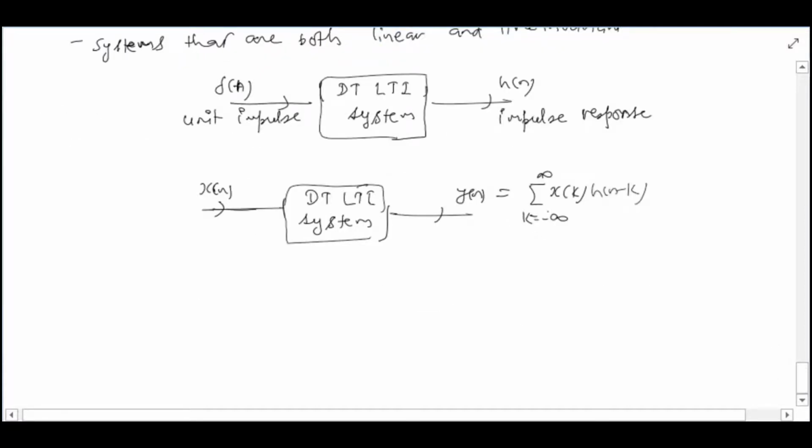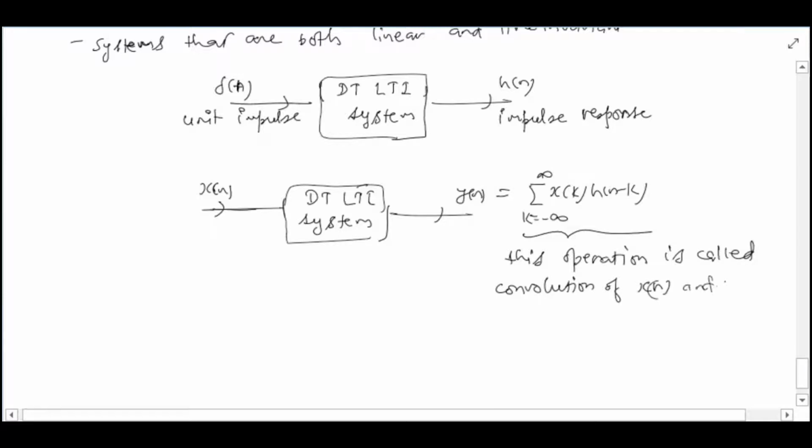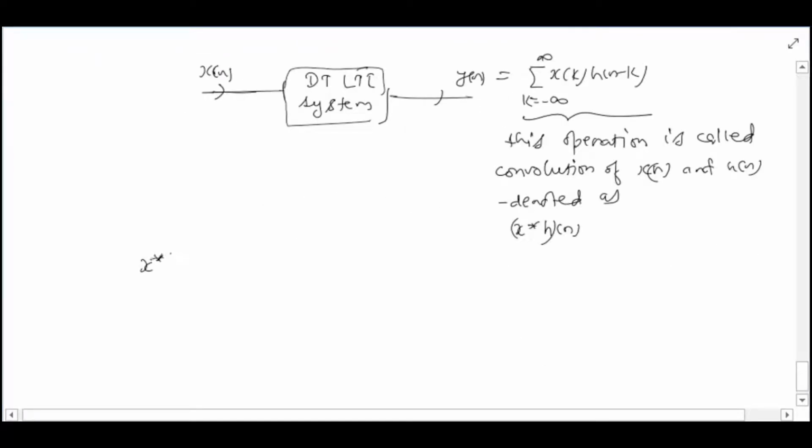The operation that outputs y[n] from h[n] and x[n] is called the convolution of x[n] and h[n], and it's denoted as x star h[n]. Okay, so to be precise, x star h[n] is the sum over k from minus infinity to infinity of x[k] h[n minus k].